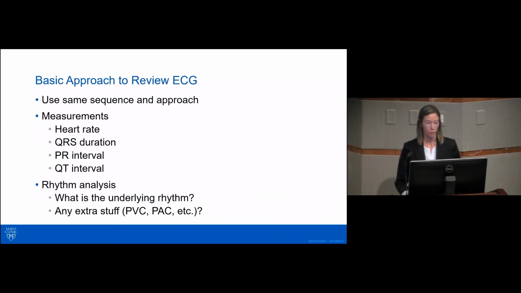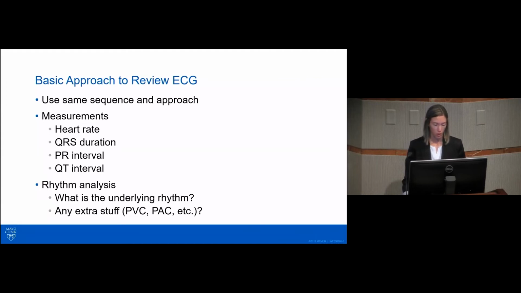Okay, basic approach to reviewing an ECG. I find it really important to do the same thing, go through the same sequence, touch on the same things for every ECG. It's really easy to have your eyes kind of stick to one or two abnormalities, and then you're missing something else there. So whatever approach works for you, just do it for every ECG you're looking at. You want to pay attention to measurements. What's the heart rate? How long are certain intervals, such as the QRS, the PR interval, the QT interval.